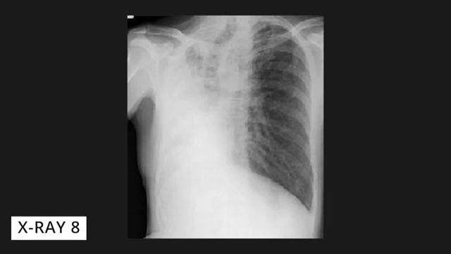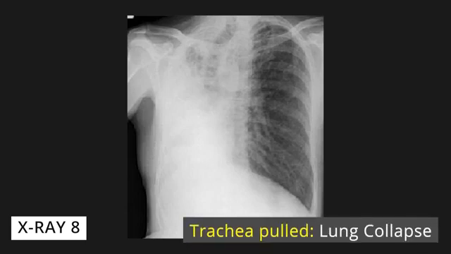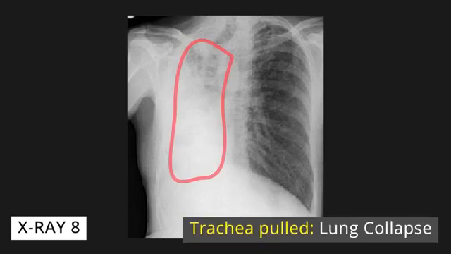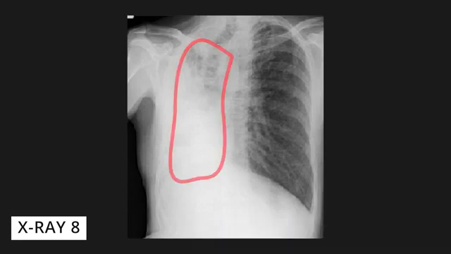Now look at this X-ray, X-ray number 8. As you can see, trachea is deviated to the right side, but there is no pleural effusion or pneumothorax on the left side as we discussed in the previous two X-rays. So this has happened because of the collapse of lung on the right side. That means there is a collapse which has pulled the trachea on that side. So there is a collapse on the right side.